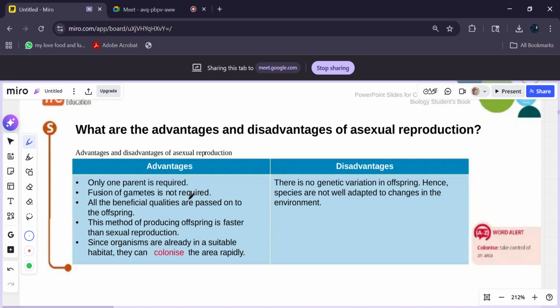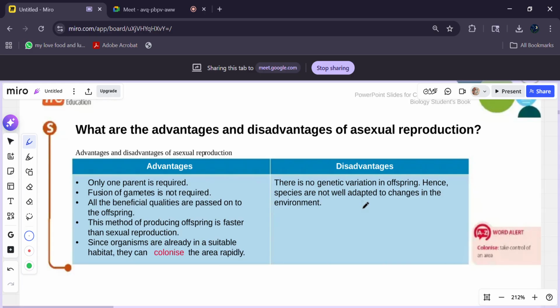Because asexual reproduction is like cloning, you're cloning one plant into another. And because of this, all the good traits, all the beneficial qualities of that plant are passed to the offspring. And this method of producing offspring is faster than sexual reproduction. This entire process is actually faster than normal sexual reproduction of plants. And since organisms are already in a suitable habitat, they can colonize the area rapidly. So that means there could be more of the same plants, and they can control a specific area.